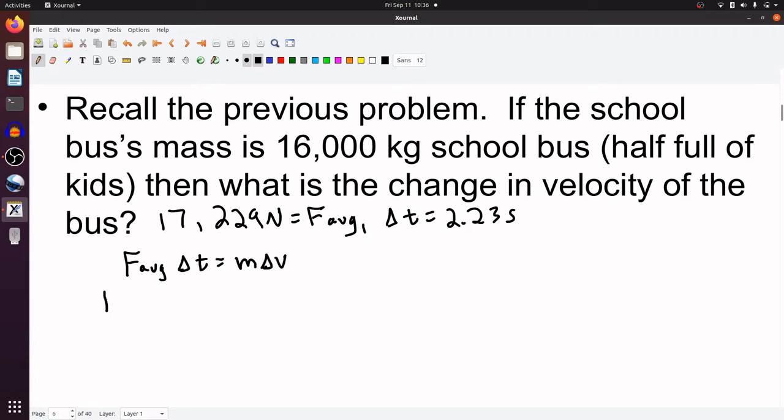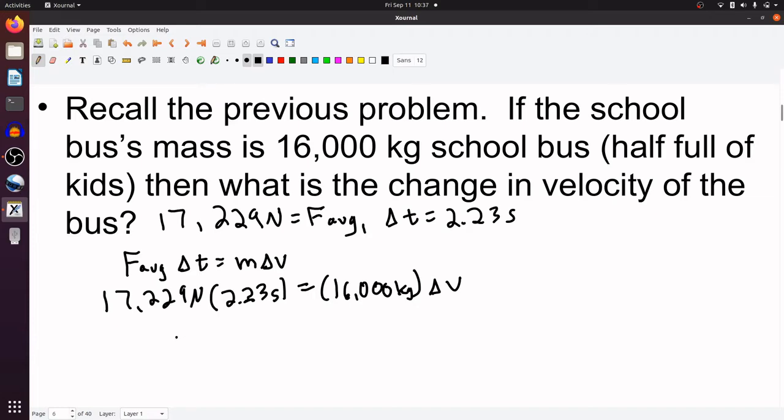And so I take my large average here, 17,229 newtons, change in time of 2.23 seconds. Mass is around 16,000 kilograms, which seems really high, but I believe I looked that up. 15,000 pounds. It depends on how much you got. And change in velocity. So we're going to solve this for delta V. So I take my 17,229 and I multiply that by my 2.23, and then I divide that by 16,000 and I get 6.58.